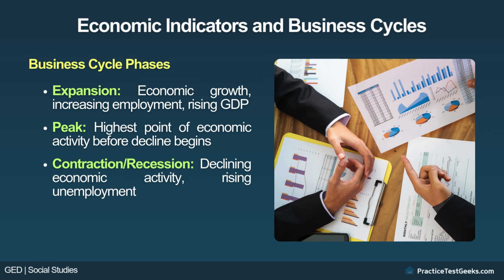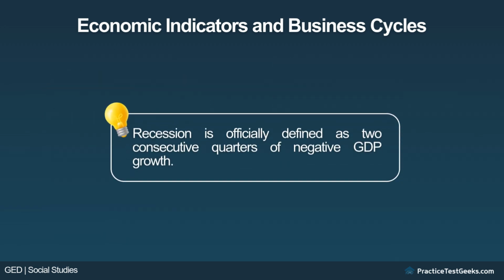Contraction, or recession, where economic activity declines, GDP falls, and unemployment rises. Trough, the lowest point of the cycle, after which recovery typically begins. GED focus. A recession is officially defined as 2 consecutive quarters of negative GDP growth. Expect GED questions that ask you to identify or interpret these phases using graphs or descriptions.